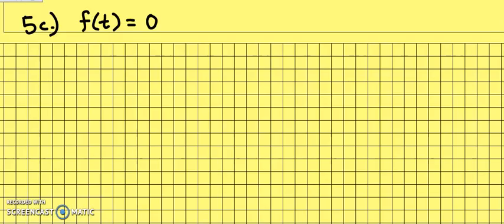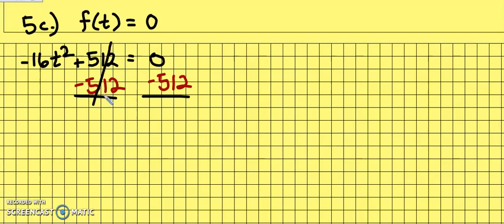So we're looking for when f of t is equal to 0, and f of t is negative 16t squared plus 512. So that's negative 16t squared plus 512 equals 0. And if you can solve for t, you've found your answer. So basic algebra skills. We can subtract 512 from both sides to get negative 16t squared equals negative 512. Then we can divide both sides by negative 16.